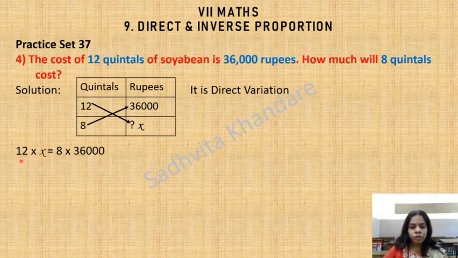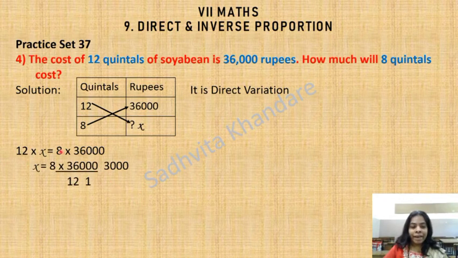Now we are going to shift this 12 to the other side of the equal sign. It is multiplied, so the opposite of multiplication is division. So it will get divided, which means it will go in the denominator down, and X will remain in its own place. 8 into 36,000 upon 12. This 12 has come down here. 12 ones are 12, 12 threes are 36, and the 3 zeros have come in the same way here also. So 3,000 because of these 3 zeros.